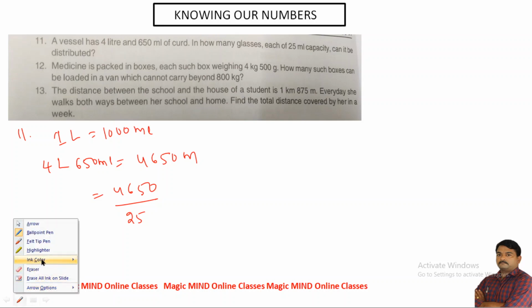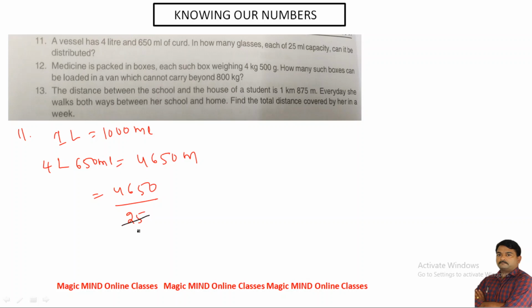Normal division, directly you can cancel with the 25 table. 5 5s are 25, 5 9s are 45, 5 3s are 15. Then again 5 left here. So 5 1s are 5, 5 means 4 left. So 5 8s are 40, then 5 6s are 30. Therefore, total number of required bottles are how many? 186 bottles we can fill. Now question number 12.